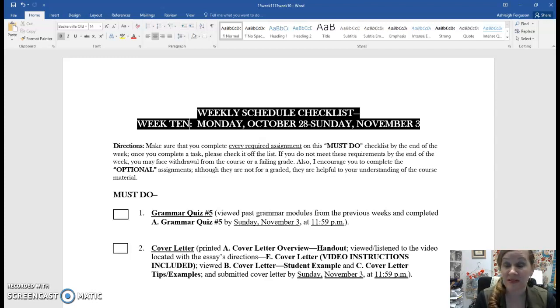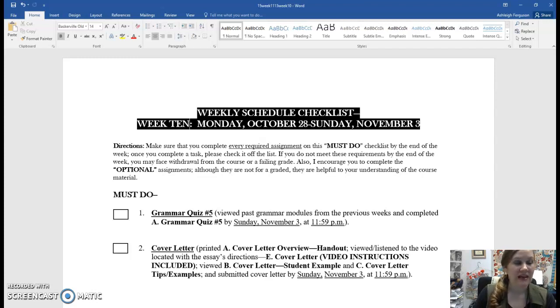But this week, we're just focusing in on the cover letter, you know, that first page that's going to introduce your resume and then later maybe be a cover for your application that you're going to be sending in for potential jobs. I encourage you to look at all the resources available for the cover letter before you write it.